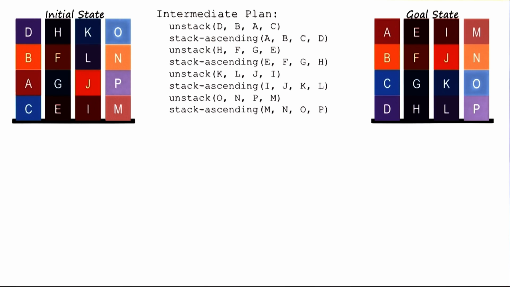In order to be able to reason at these multiple levels of abstraction, we need knowledge at multiple levels of abstraction. In this case, there was knowledge not only at the level of move operations, but also at the level of macro operations like unstack and stack ascending, and perhaps even high-level macro operations like sort. This goes back to the fundamental notion of knowledge-based AI. Intelligent agents use knowledge in order to be able to tackle hard, complex problems.